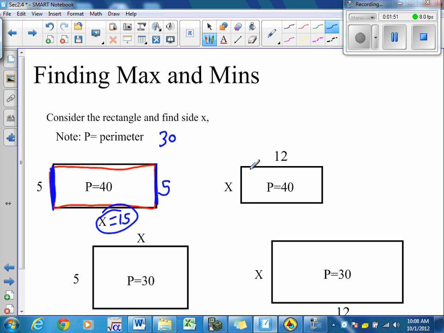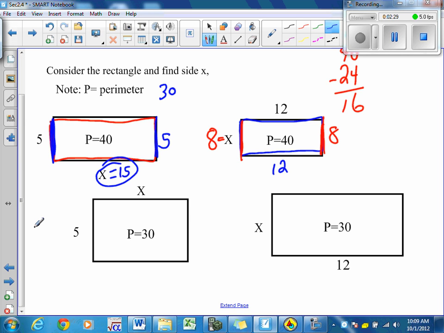Let's try another one. Perimeter is 40 all the way around. That means this side is 12 and this side is 12. So how much do I have left for these two sides? Well, you can pause the video, or I'm going to give you a few seconds for you to try these two and see if you can determine what is side x. If you're not ready yet, you may want to pause the video, otherwise we'll continue on here.